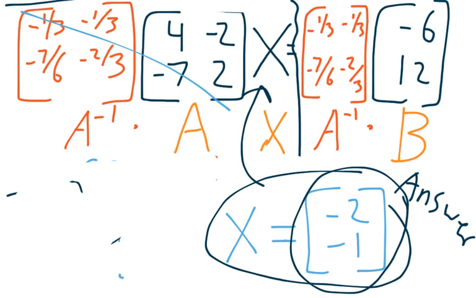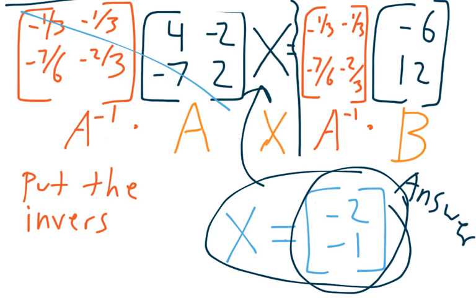Now one quick thing to add here. Make sure when you do this, you put the inverse matrix in front on both sides. Okay, I'm going to write that fast, talk about it slow. Put the inverse in front on both sides.